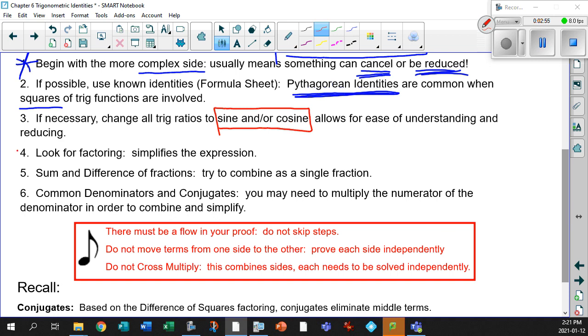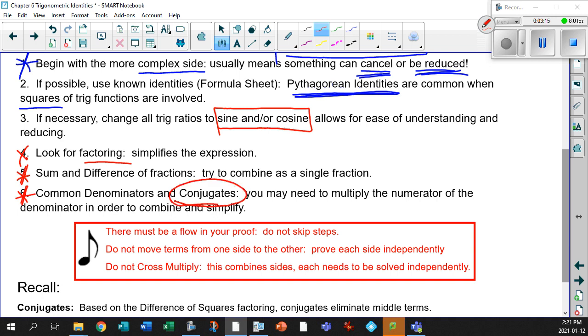Another thing to look for, factoring. Yeah, if you can factor it, either perfect square, difference of squares, or any other kind of factor, you'd be surprised, it works out great. Watch out for the sum and difference of fractions, okay? When you get these guys, maybe you might want to put them together as a whole fraction. Look for common denominators. That's another one.